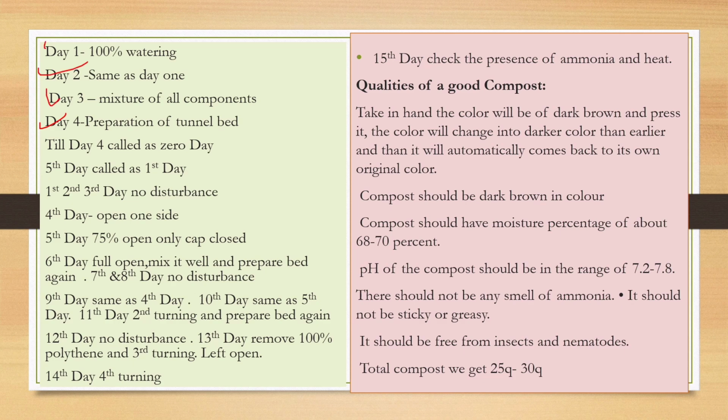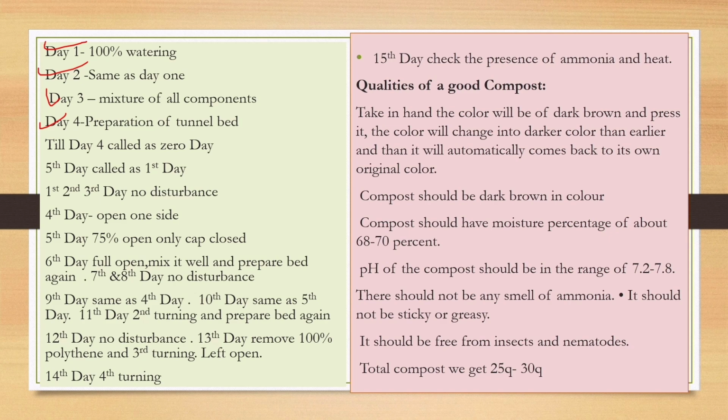On day 4, preparation of the tunnel bed. The bed length is 20 feet by 7 feet and height of 1 feet. Then use 3 PVC pipes, one at the middle of the bed and another 2 at the end sides of the bed, and place the pipes in such a manner that they get properly covered. Now make another bed over the first bed at a height of 2 feet.